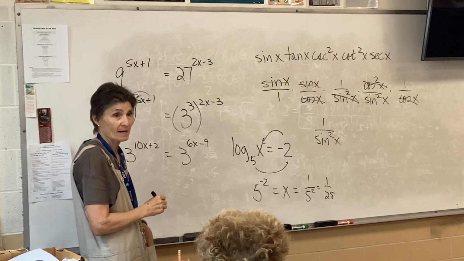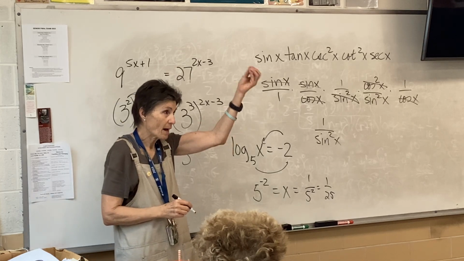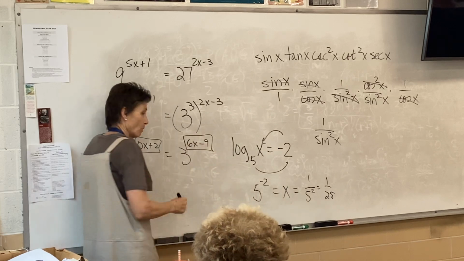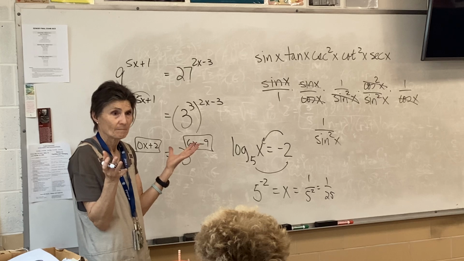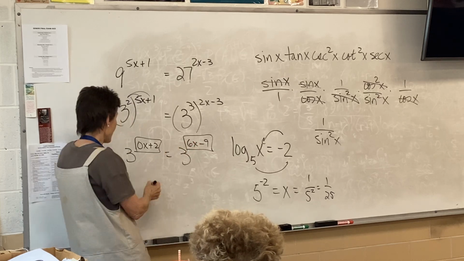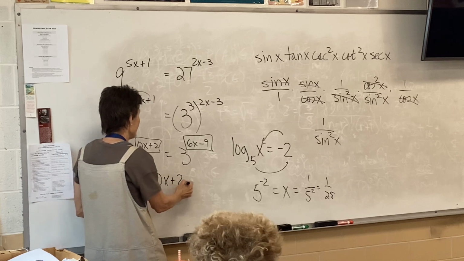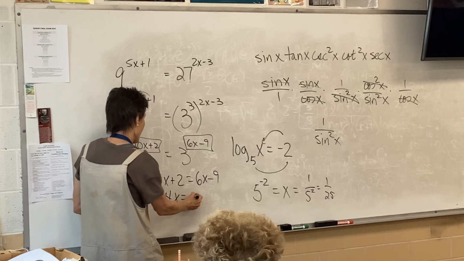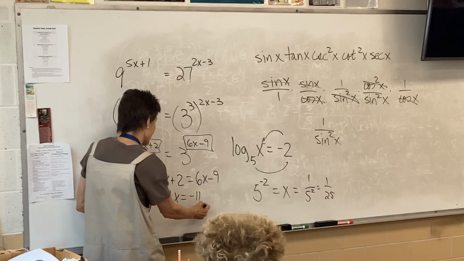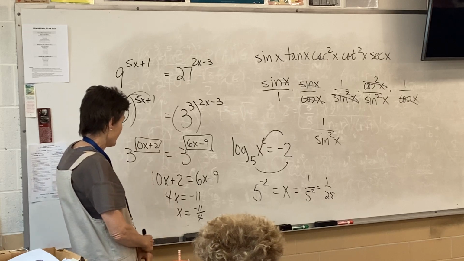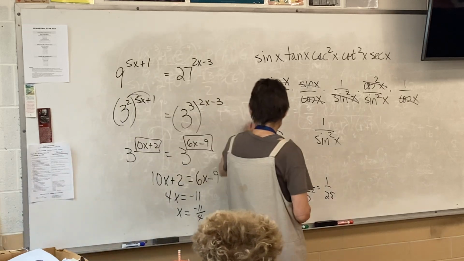Now think about that. If 3 to this power is the same as 3 to this power, what makes sense? The powers have to be equal, yeah. So 10x plus 2 has to equal 6x minus 9. So 4x equals negative 11. It looks like x is negative 11 over 4 if I just solve that equation.